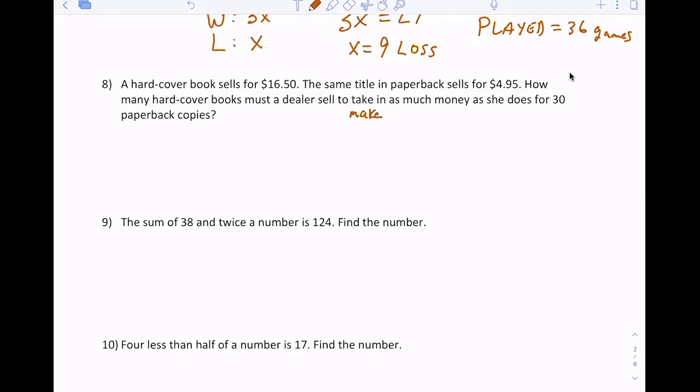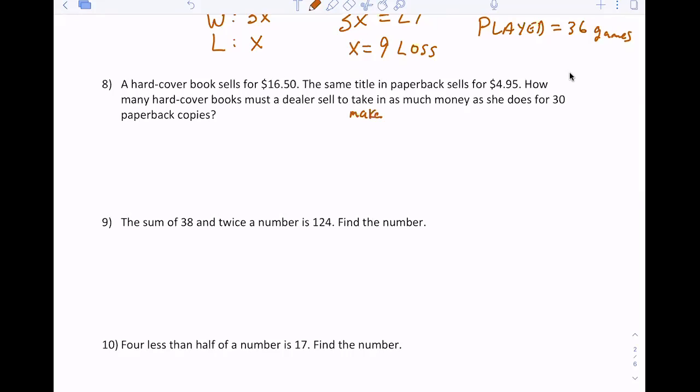All right, how many books must the dealer sell to make as much money as she does for 30 paperbacks? So we want the cost of the paperbacks and the hardbacks to be the same, right? Isn't that what it's saying? Now, again, if you can't see that, I need to make sure I write that more clearly. How many hardcover books must the dealer sell to take in as much money as she does for the paperback copies? So you want them to be equal. Is that okay with everybody? Does everybody see that?